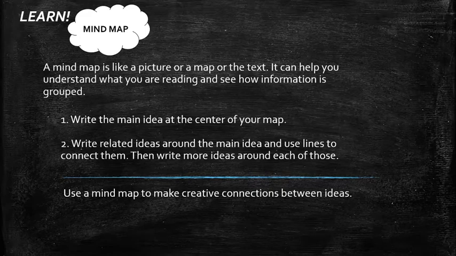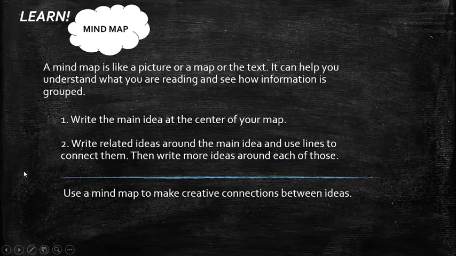A mind map is a pictorial representation of text. So you basically convert a piece of writing or any text into picture form with the help of a few lines and a few shapes, like a cloud shape or any other shape that you like. So a mind map is a picture or a map of the text. It can help you understand what you are reading and see how information is grouped.